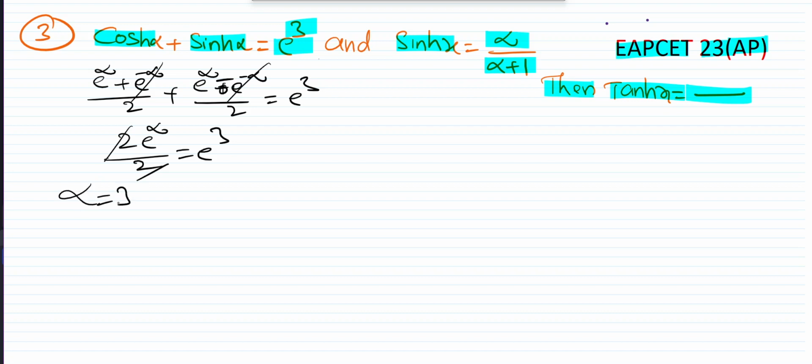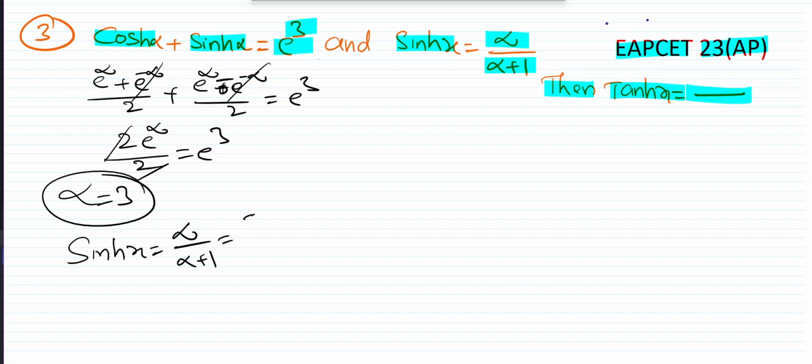From this alpha is equal to 3. Here the bases are equal, equating the powers. And sinh x is given, that is sinh x is equal to alpha by alpha plus 1. Here the alpha value is 3, so 3 by 3 plus 1, this is 4. So from this sinh x is equal to 3 by 4.